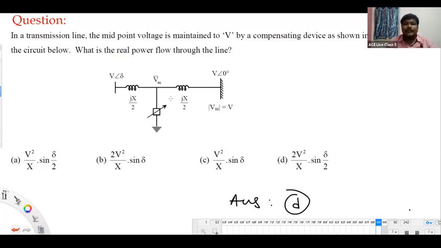So it will be simply magnitude of Vm into magnitude of V by X by 2 into sine of delta by 2 minus 0. They have not given delta by 2 here, but we know from the previous discussion that it is delta by 2. As Vm equals V, it will be 2 times V square by X into sine delta by 2. Yeah. Next question.